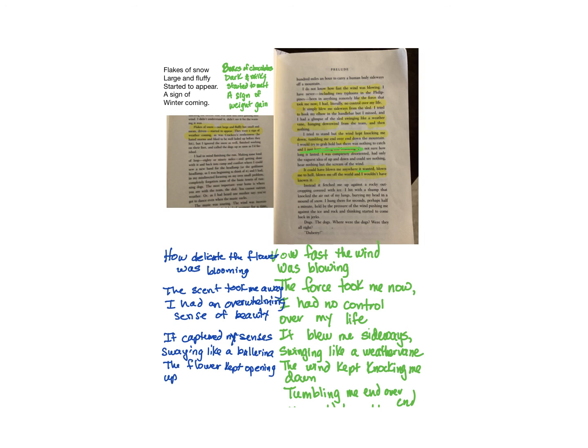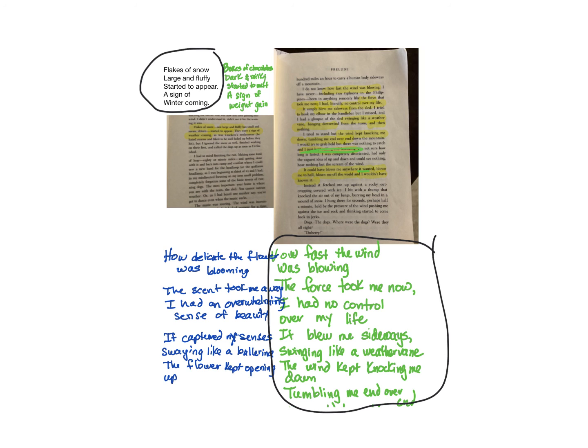And you'll notice in both of my photographed passages, I used a highlighter to find words that I really liked. So in my first one, you're going to see here, I created this poem. Flakes of snow, large and fluffy, started to appear, a sign of winter coming. From the second larger photograph, I created the green poem. How fast the wind was blowing, the force took me now. I had no control over my life. It blew me sideways, swinging like a weather vane. The wind kept knocking me down, tumbling me end over end.